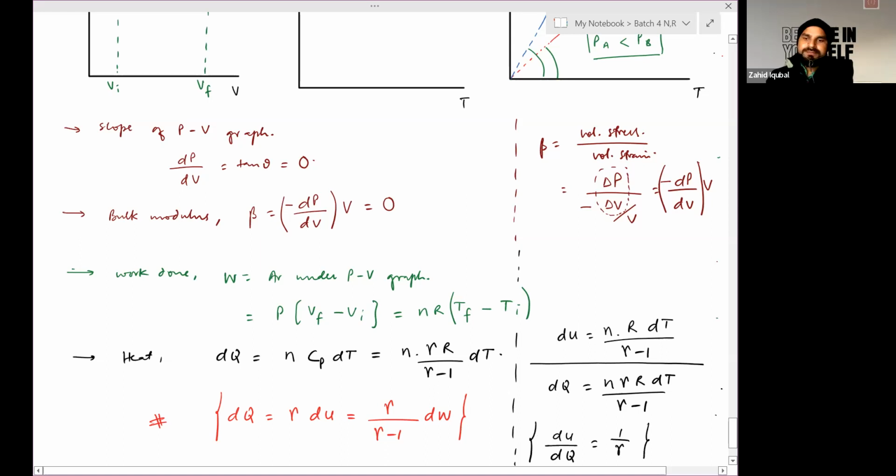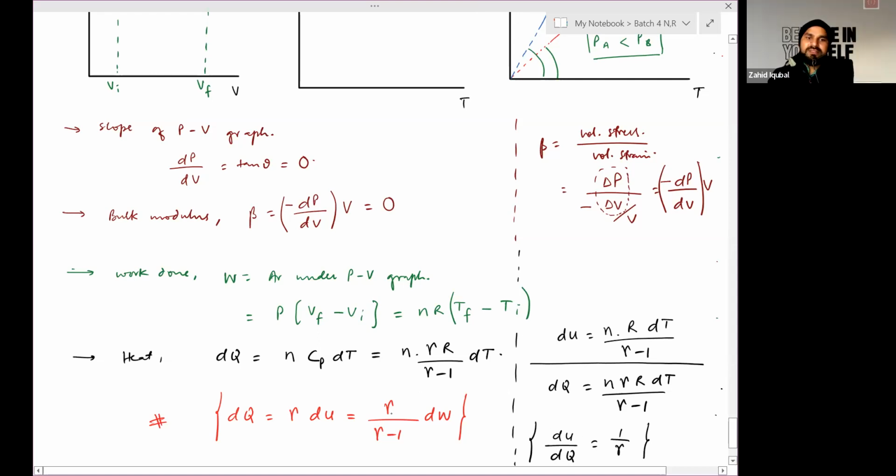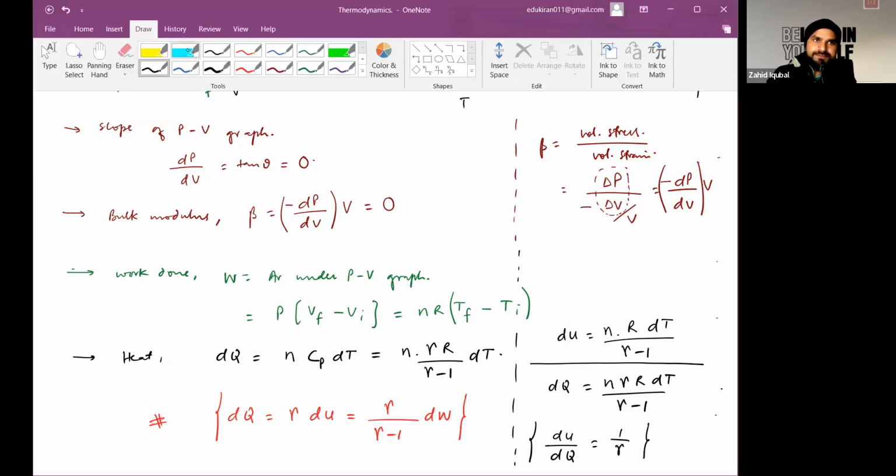Is it clear? Yes, sir. And then on putting all the values in the first law, I have just derived the third part, which is equal to gamma times work done by gamma minus 1. Yusra, any doubt? No, sir.